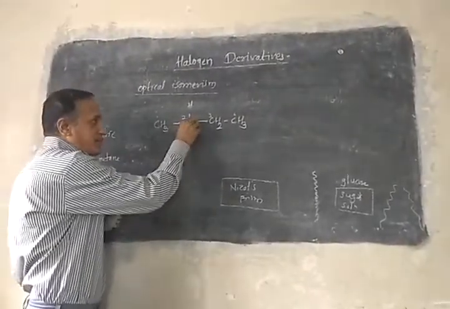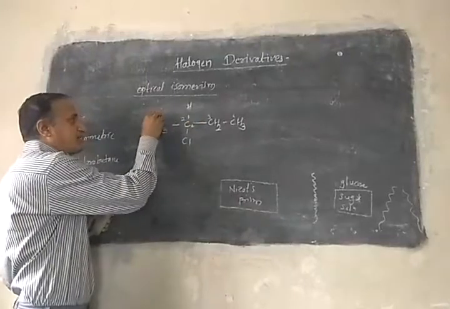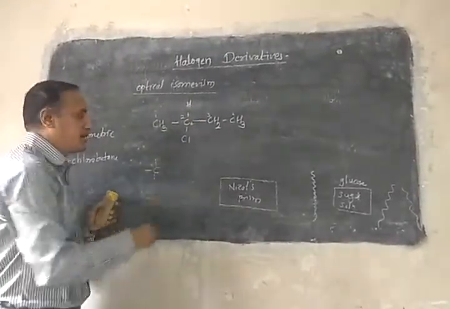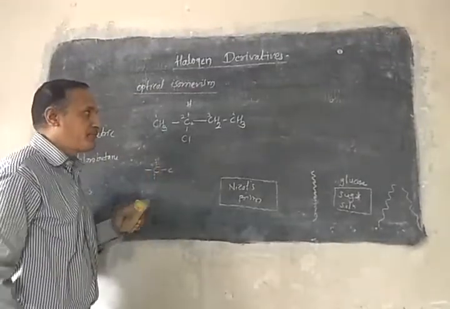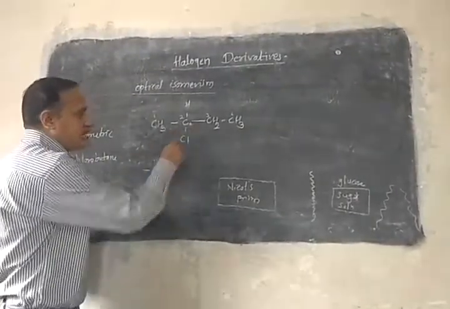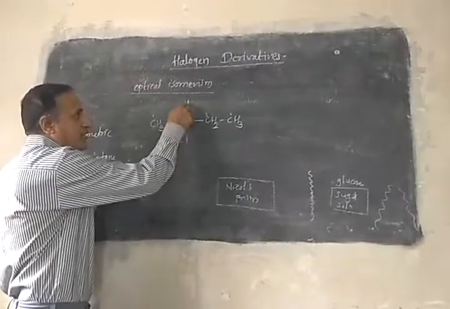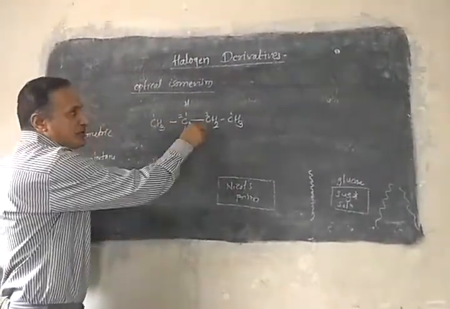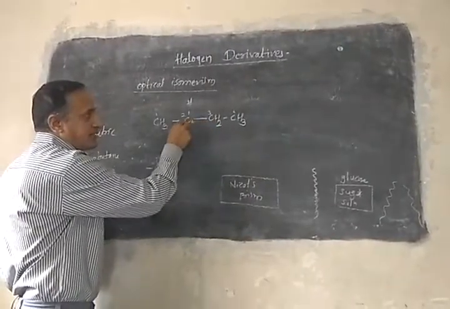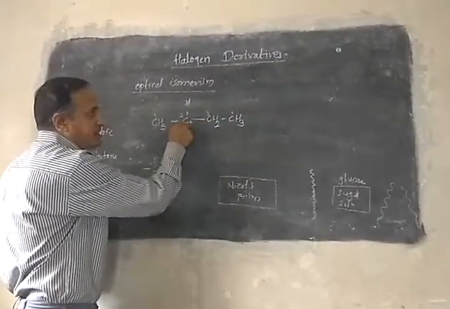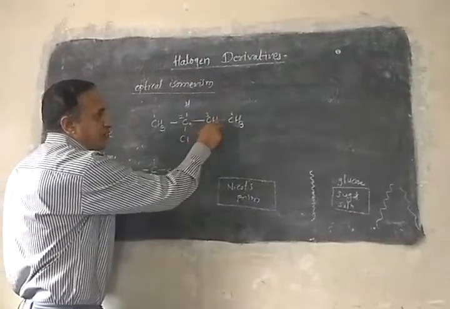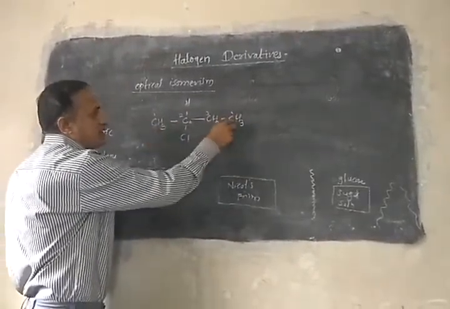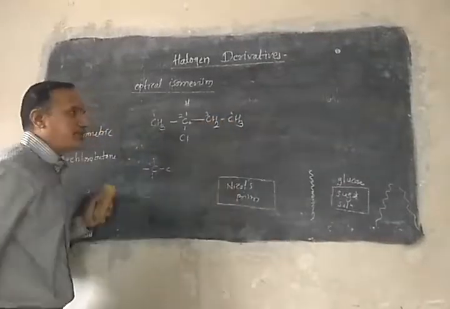If you see the first carbon, it has 3 hydrogen atoms and 1 carbon atom. The second carbon has 1 chlorine, 1 hydrogen, 1 CH3, and 1 CH2. The third carbon is attached to 1 carbon, it is a CH2 with 2 hydrogens and 1 CH3. Similarly, the fourth carbon has 3 hydrogens and 1 carbon.